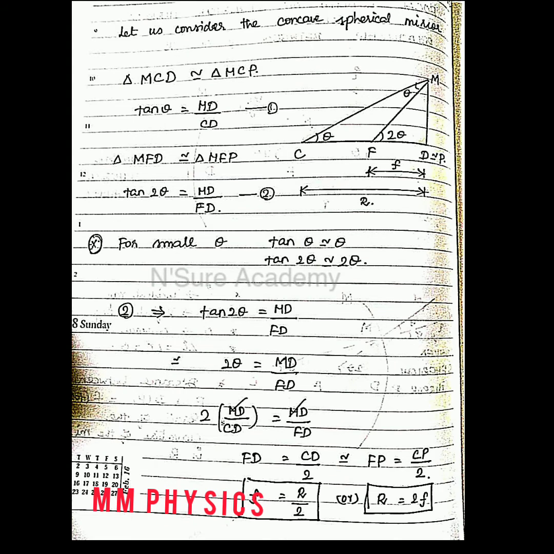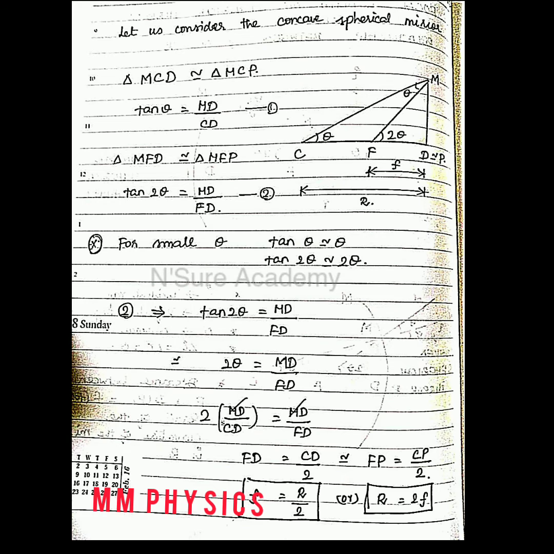Let's consider the triangle. First we'll consider the concave mirror. The same thing holds for the convex mirror also. So take the triangle in the concave spherical mirror, with the triangle values C, M, P. First let us consider the triangle MCD, or approximately MCP. Then tan theta is equivalent to MD divided by CD. Next, consider the other triangle, MFD, that is MFP.